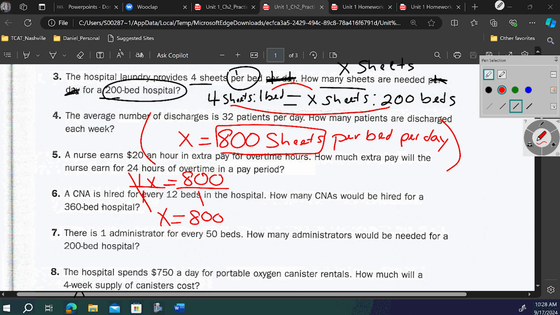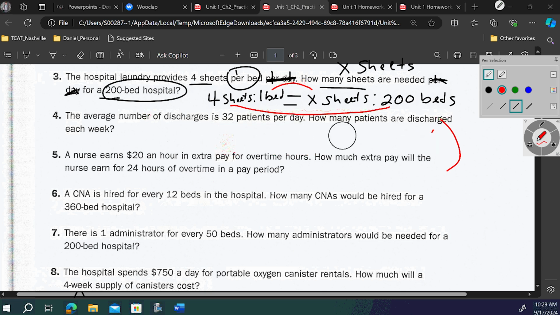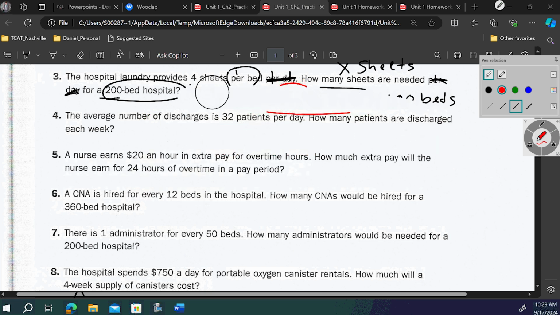But if I have any other number, if this was like 4 sheets per 2 beds, that would change it, right? Because then it'd be 2x equals 800. Then I'd have to do division, 800 divided. You see what I'm saying? It would come out differently. Does that make sense? But yeah, if I see 1 times x, I'm pretty happy because I know it's probably going to end up being just a multiplication problem, and it's going to be real simple.